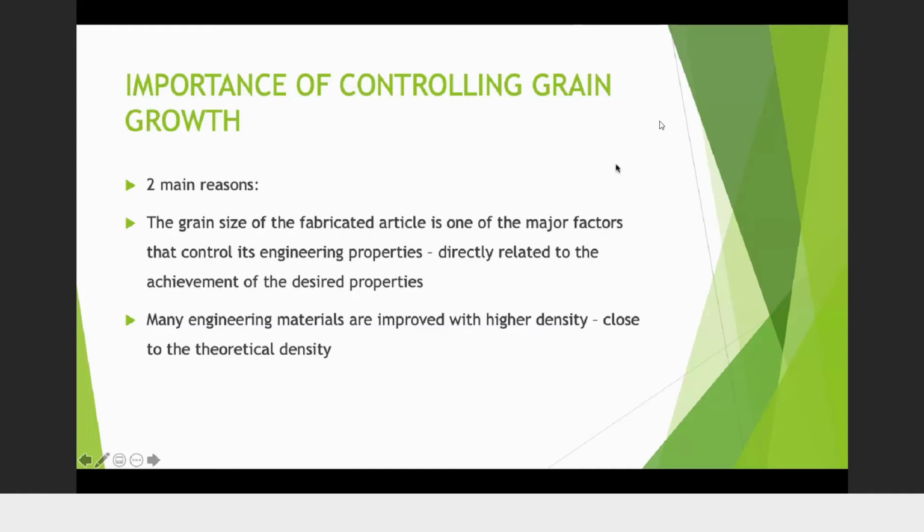Why it is important for us to control the grain growth is that the grain size of the sample is the major factor that controls the engineering properties, right? We said it earlier. Also, many engineering materials are improved with higher density. That means the closer you get to the theoretical density, many properties will be improved.